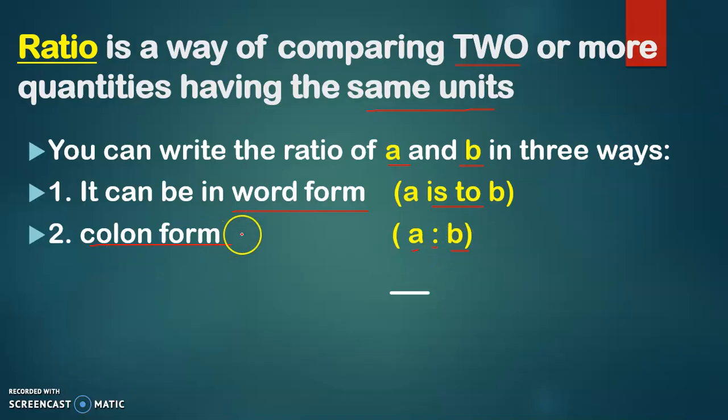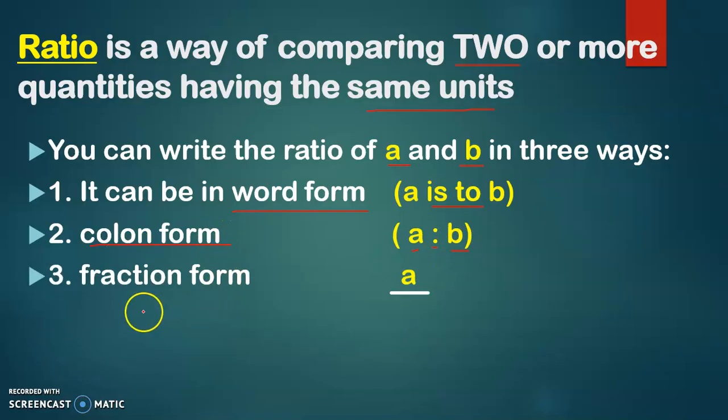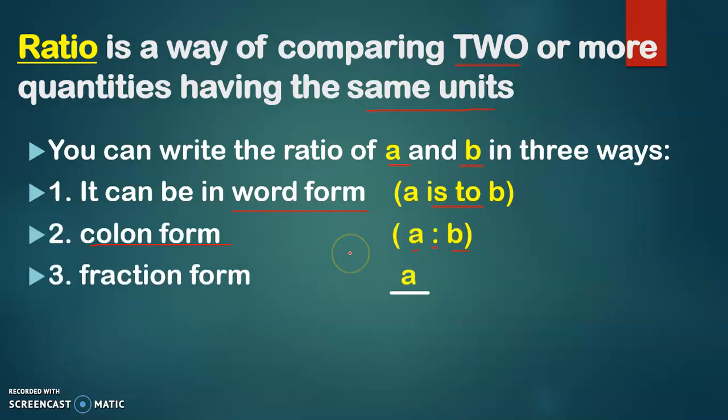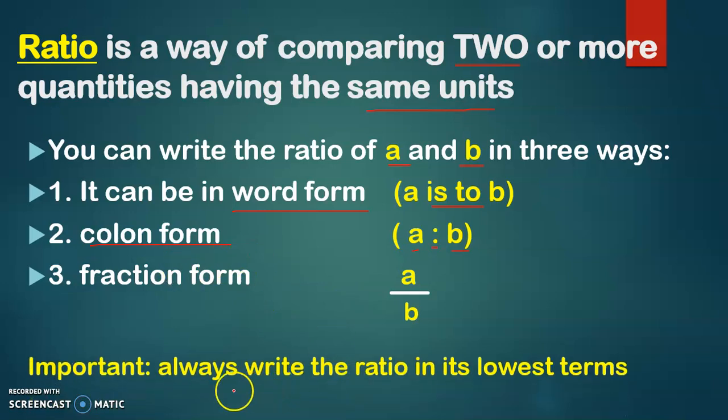Okay. And the third way of writing ratio is fraction form, kung saan pwede mo siyang isulat naman into fraction form, that is A is to B. Pag binasa mo yan, A is to B pa rin yan. Okay. Important. Always write the ratio in its lowest term. So, sabi, kailangan daw ang ratio ay laging naka-lowest terms. So, isi-simplify lagi ang ratio.